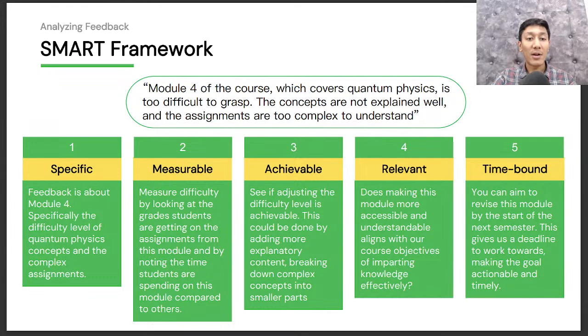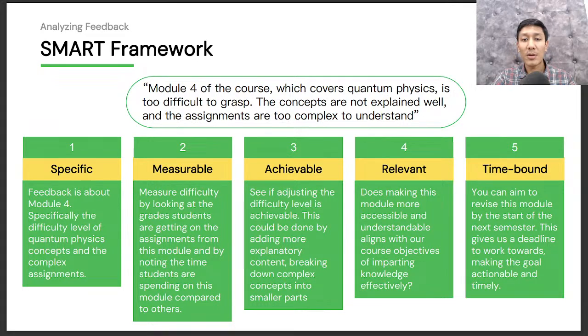All right. When it comes to measurable, you can measure the difficulty by looking at the grades the students are getting on the assignments from this module, and by noting the time students are spending on this module compared to others. That'll give you numbers and analytics. If you see a lot of students are finding it hard to pass your assignments, and even the top students are scoring much less than what you expect, then you know that the assignment that you're giving out is very complex, right?